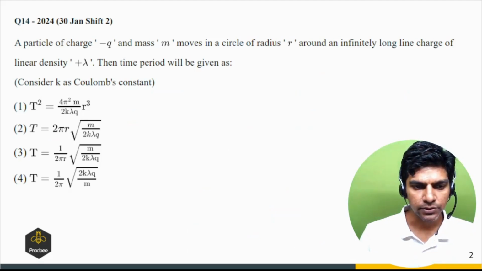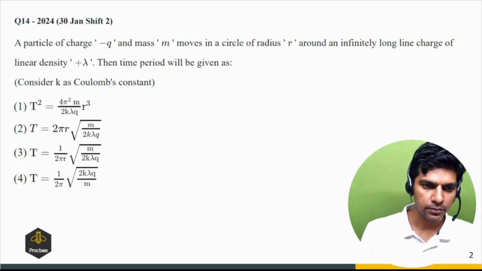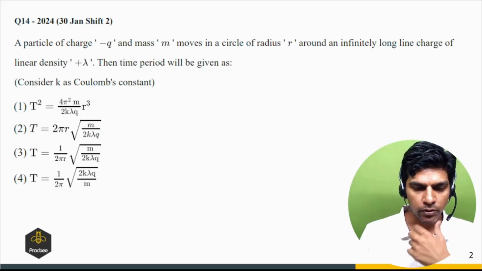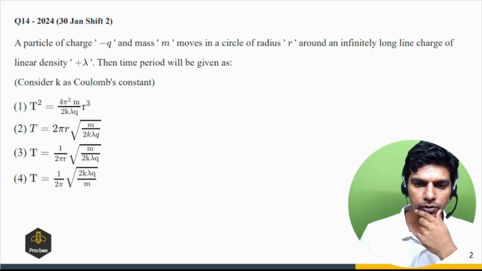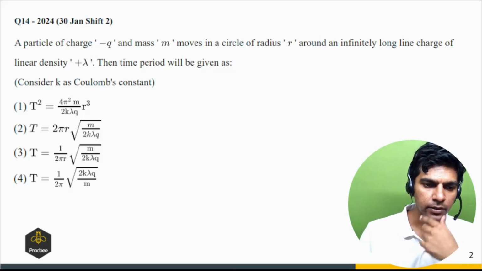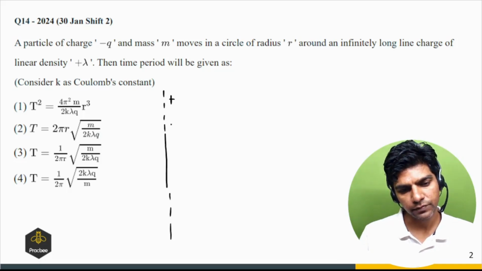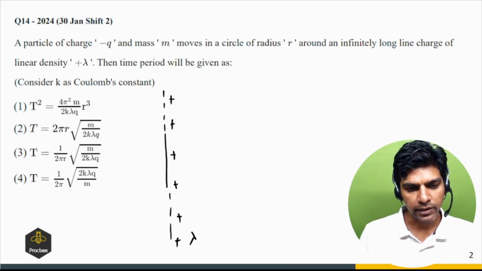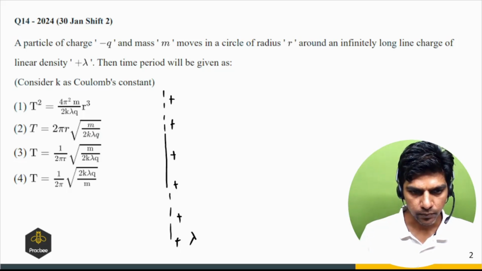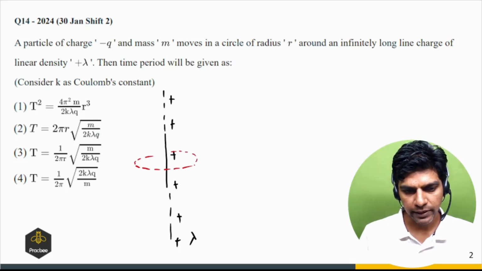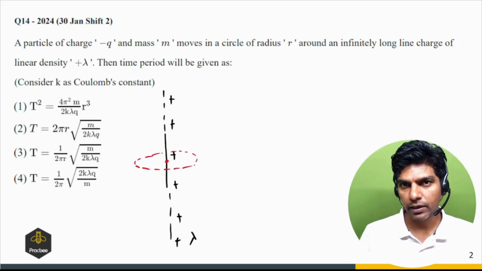A point charge minus q and mass m moves in a circle of radius r. So we have given a point charge which is moving in a circular path of radius r and around an infinitely long charge of linear charge density lambda. So we have given an infinitely long line charge which is having linear charge density lambda. And the electron is moving in a circle. So there is an electron which is moving in a circular path around this line charge, and the center of this circular path will lie on the line charge.